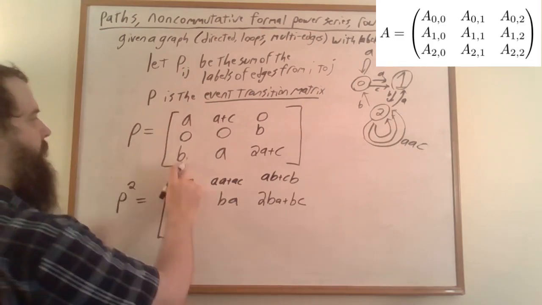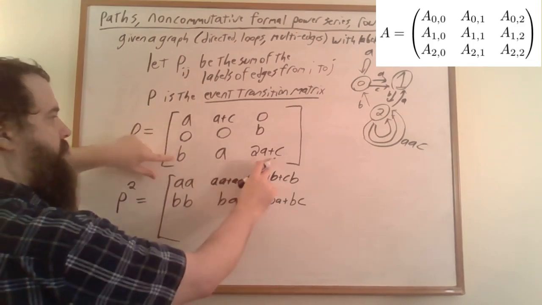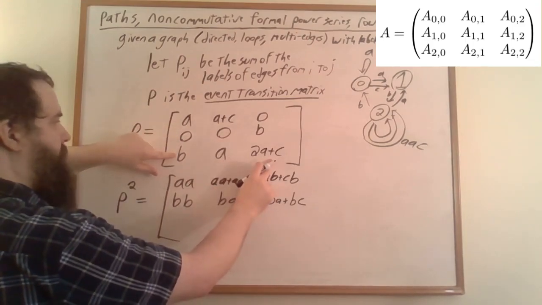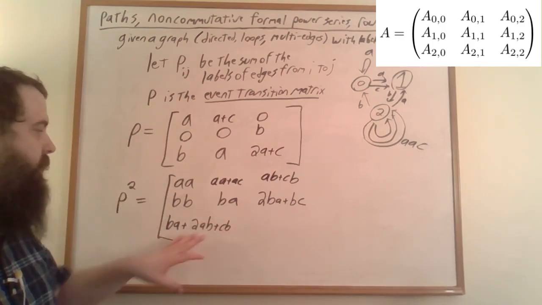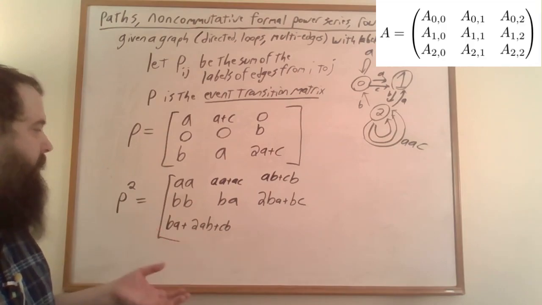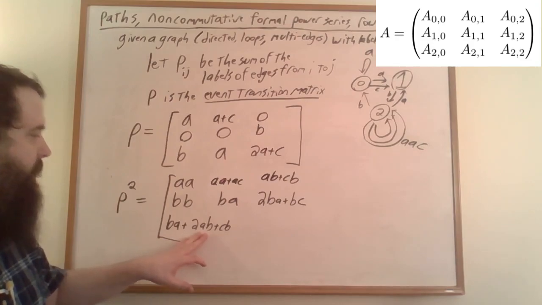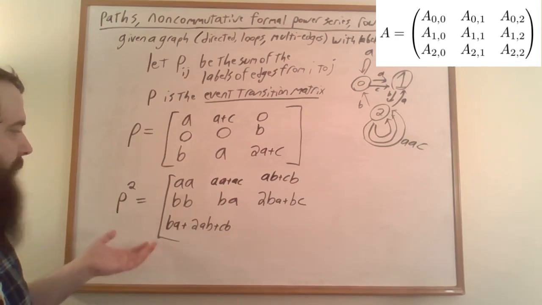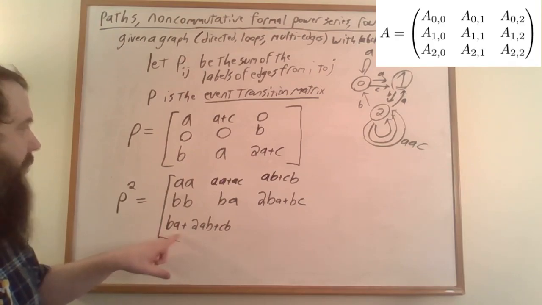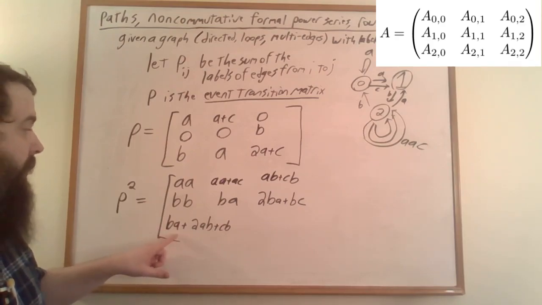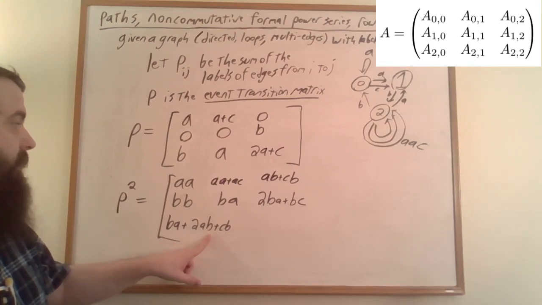This entry here I would like to be B times A plus A times 0 plus 2A plus C times B. And here's a situation where we'd like to treat these variables as not commuting with each other. I would like to not combine these as like terms to get something like a 3AB. I want to indicate that there's one path that reads BA going from vertex 2 to vertex 0, and there's 2 paths that read AB going from vertex 2 to vertex 0.